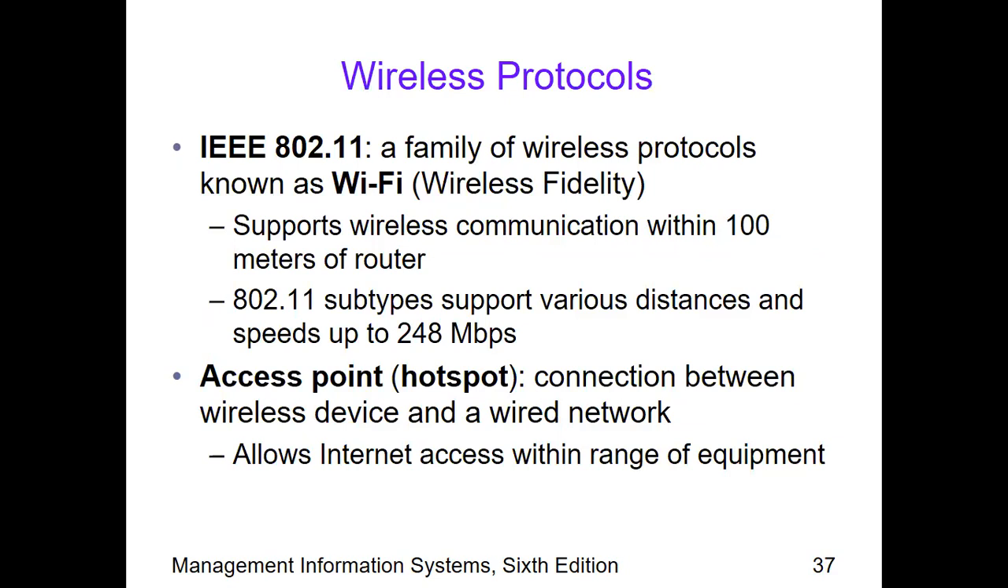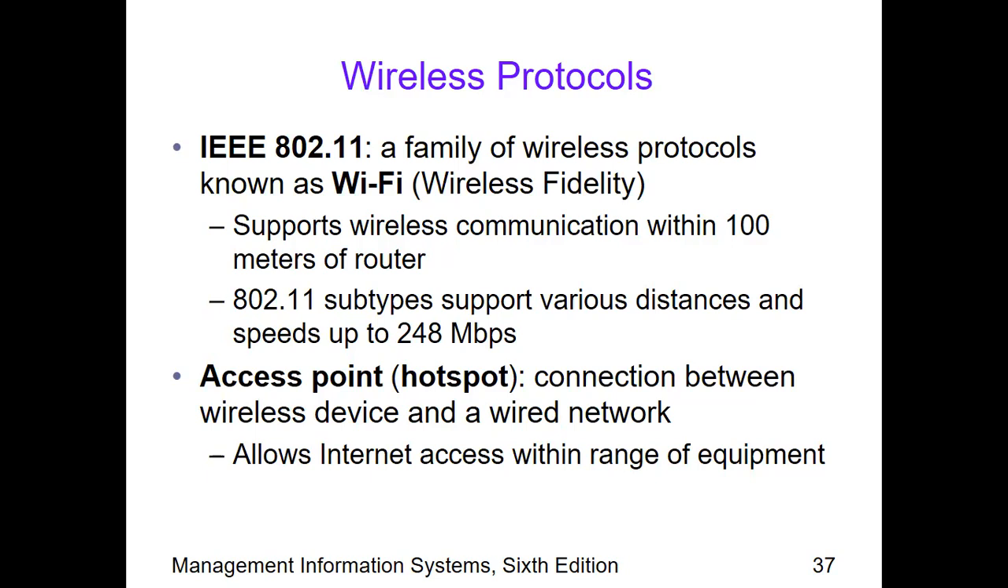Next would be wireless protocols. One is IEEE 802.11. This is the normal sort of code that we can see on our connections. This is a family of wireless protocols known as Wi-Fi. What do you mean by Wi-Fi? Wireless fidelity. So that could be a sort of trivia.